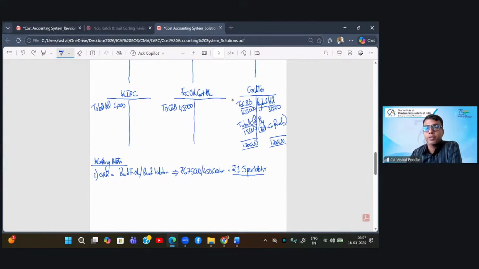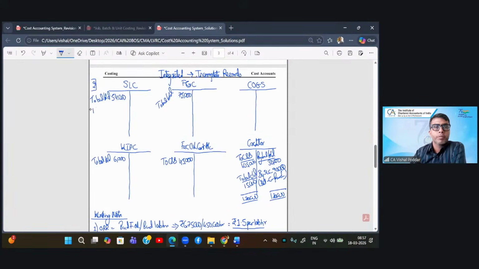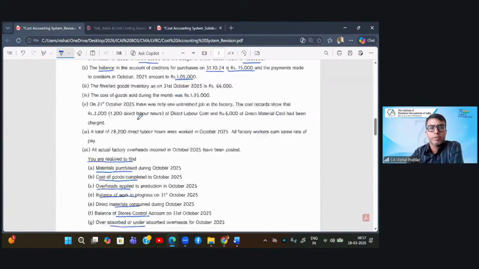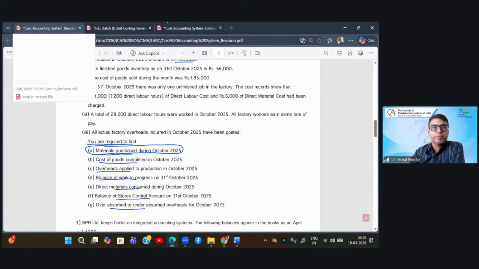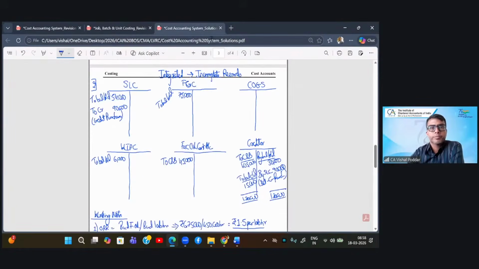the SLC account because purchases are posted in SLC. So 90,000 representing credit purchases will go to SLC. So I will write creditors 90,000, and this is representing credit purchases. In fact, this is our first requirement. They are asking how much material is purchased. So we have found out it is 90,000. Correct?